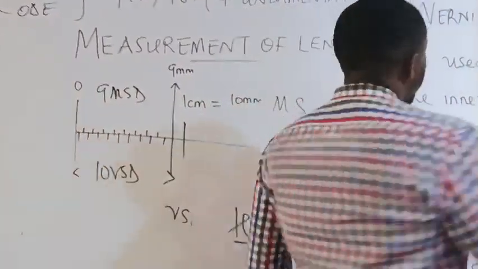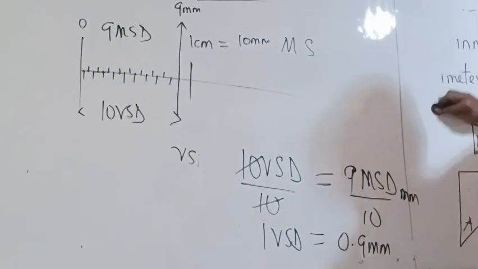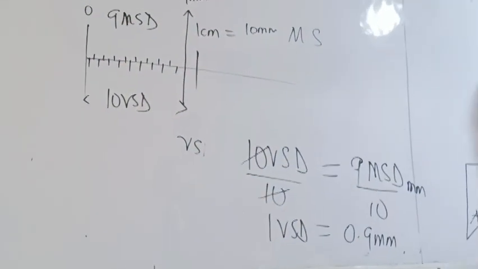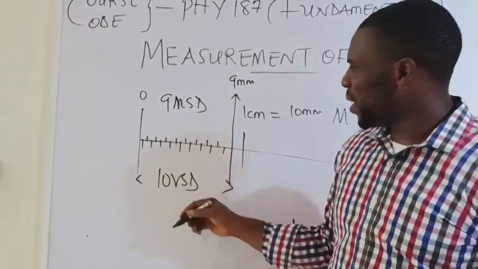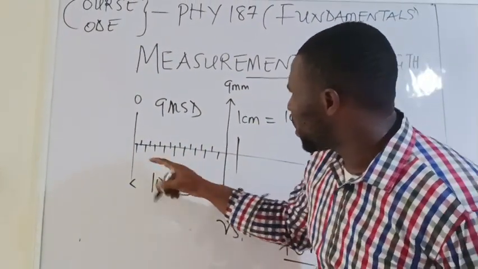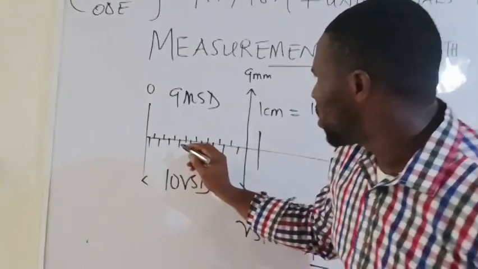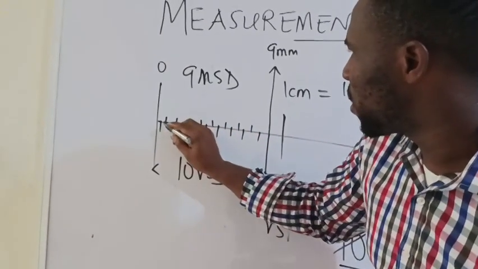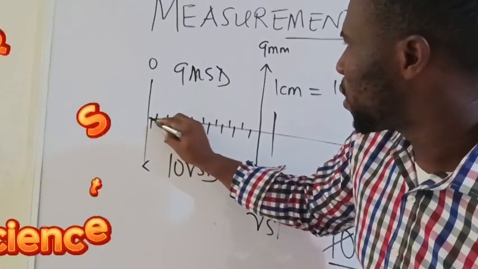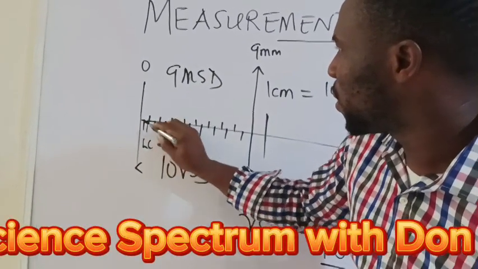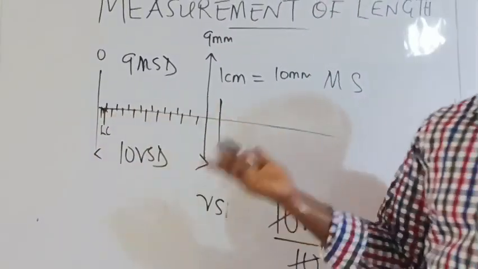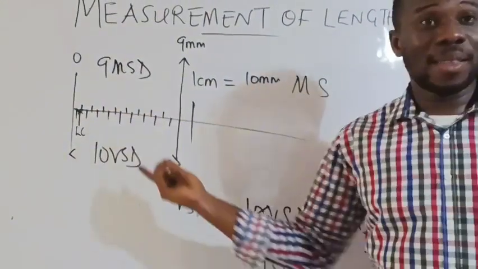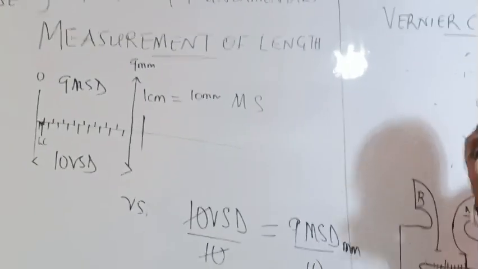Now, I want to talk about what we call the least count. It is simply the shortest interval between the main and the Vernier scale. Something like this, right? This is what we call the least count. That's the shortest interval between the main scale and the Vernier scale.